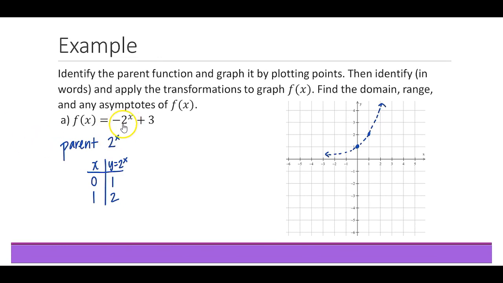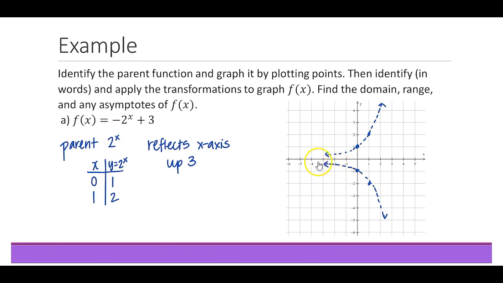And from here, we want to identify our transformations. So a negative that's multiplied in the front of the function is going to reflect me over the x-axis. And then we're going to move everything up 3 units. So first we'll reflect over the x-axis. So we have 0, negative 1. We have 1, negative 2. And so we'll go ahead and flip this over. And then we'll move everything up 3 units.